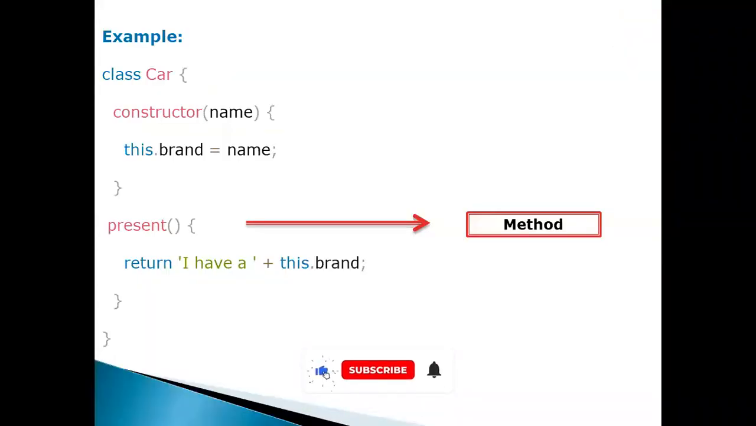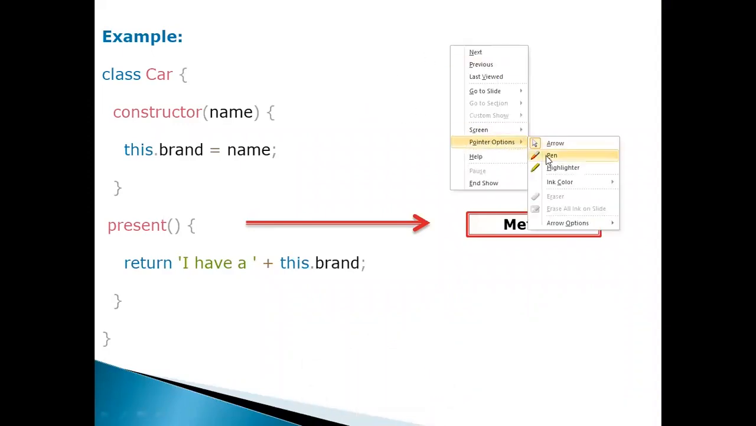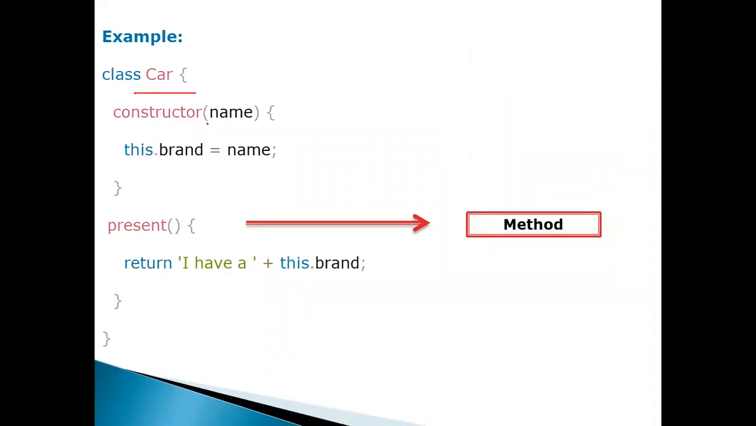Next, just like in normal Java programming, here also we can declare a class Car and call a constructor. In the constructor, we are assigning a name to the brand. Now I'm calling a method called present. In this present method, we are just returning a small statement with this.brand. This is a simple method, how we declare it in normal Java programming. Here also it is the same, nothing new you are learning.